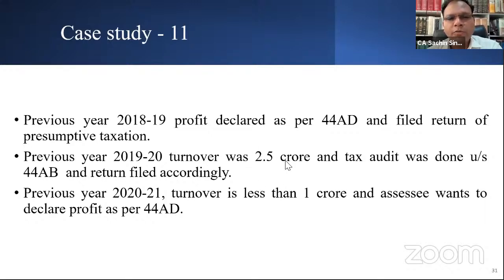So opting out from 44AD, no question arises because his turnover was more than 2 crore. In that case, 44AD is available to him in the subsequent year. If he is compulsorily out of 44AD, then 44AD is still available. If he is voluntarily out, or he opted out from 44AD, then in that case 44AD will not be available for subsequent 5 years.